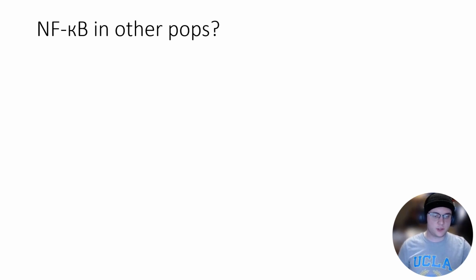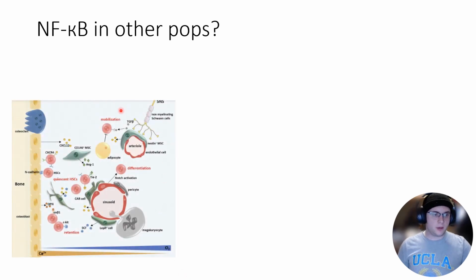Now, as we mentioned before, the bone marrow microenvironment is very diverse. We have neurons, we have osteoblasts, we have hematopoietic stem cells, we have all these other cells. How can we be so sure that these endothelial and stromal cells that we were able to digest are truly the only ones that are expressing NF-kappa B?